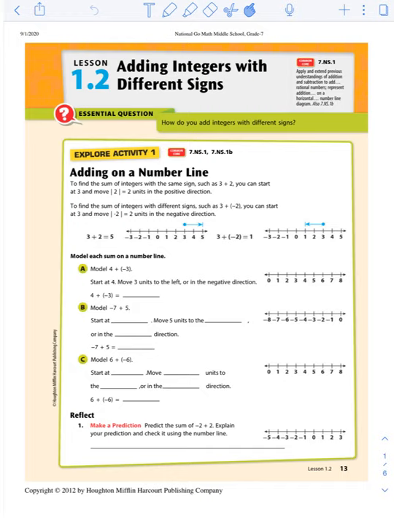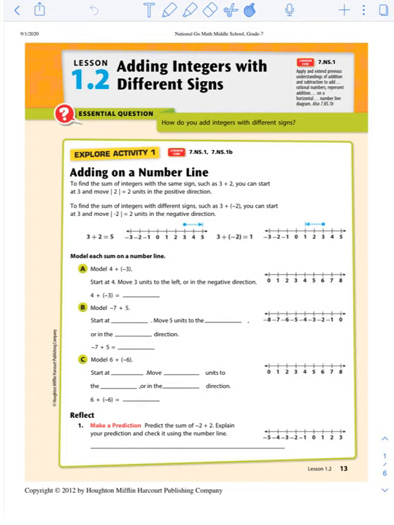In lesson 1.2, we're going to cover adding integers with different signs. So in lesson 1.1, we added integers with the same signs. Now we're going to be adding positives with negatives. We're first going to represent this with a number line.